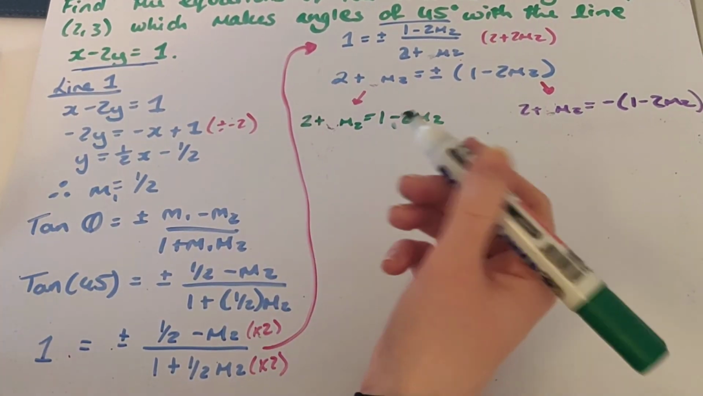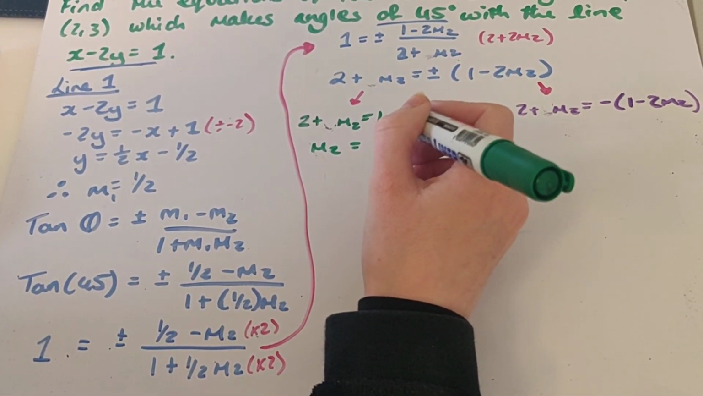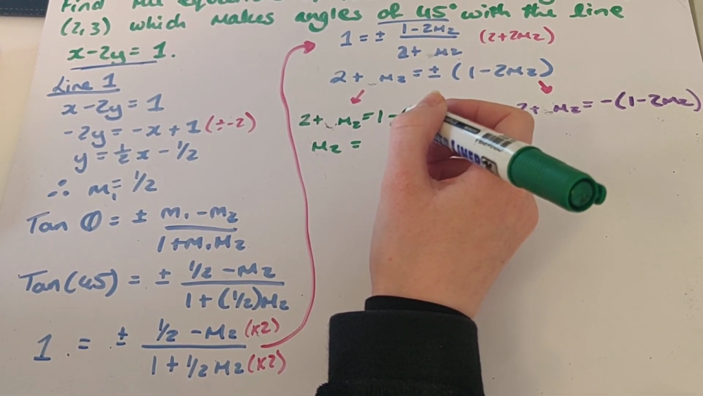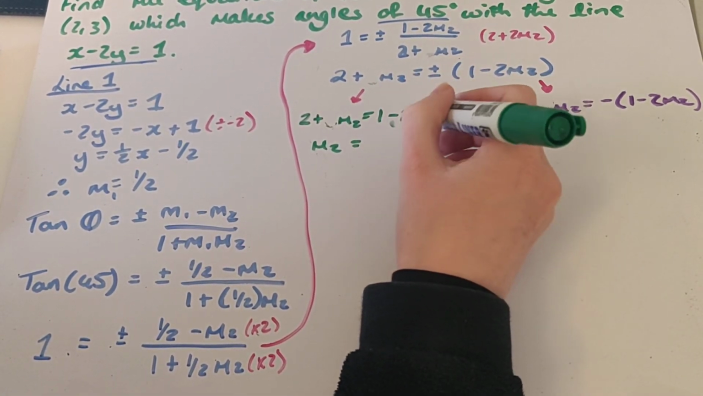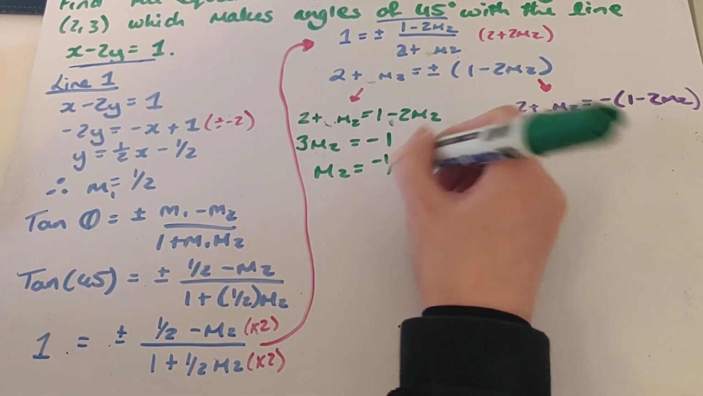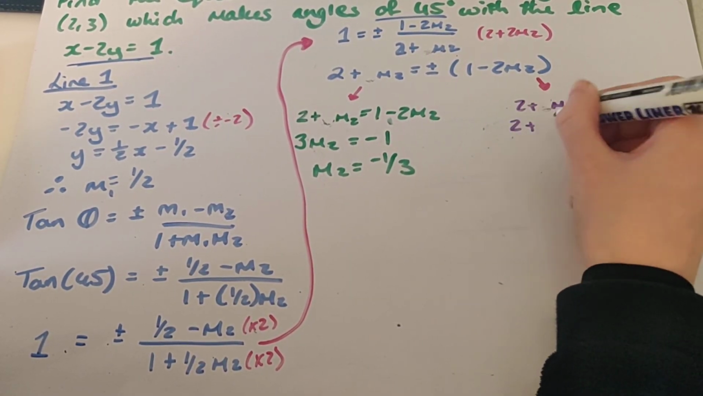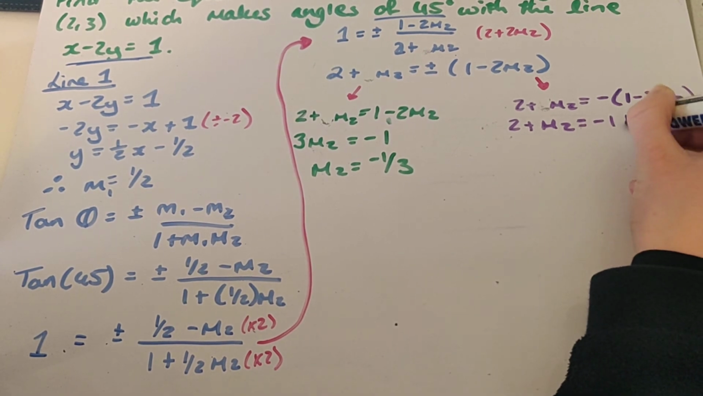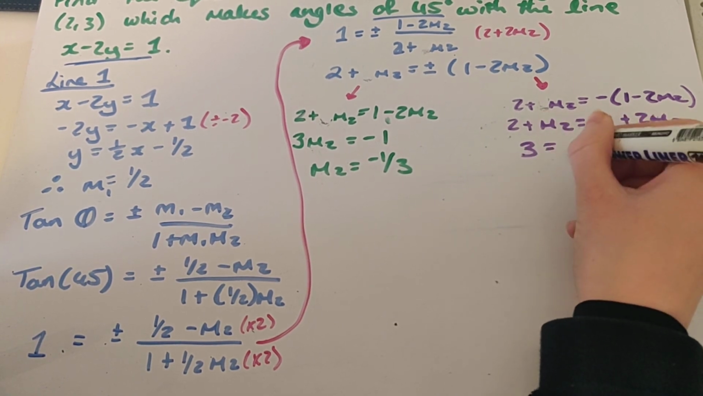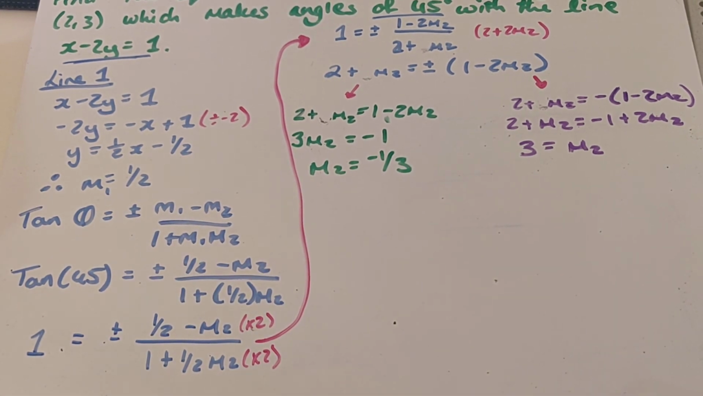Now, going back over here, that means I'm going to have m2 is equal to, bring my 2 over to the other side, and I'm going to have 3m2 is equal to minus 1, which means m2 is going to equal minus 1 over 3. Then on this side over here, I'm going to do the same thing. So I'm going to have 2 plus m2 is equal to minus 1 plus 2m2, which means I'm going to bring this over and this across, so I get 3 is equal to m2. So now I have two different slopes. Apologies again about that little mix up there.